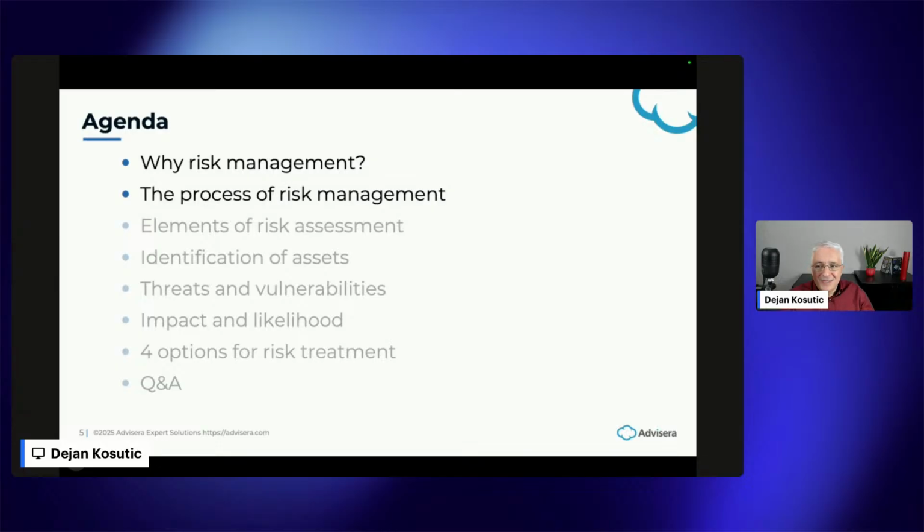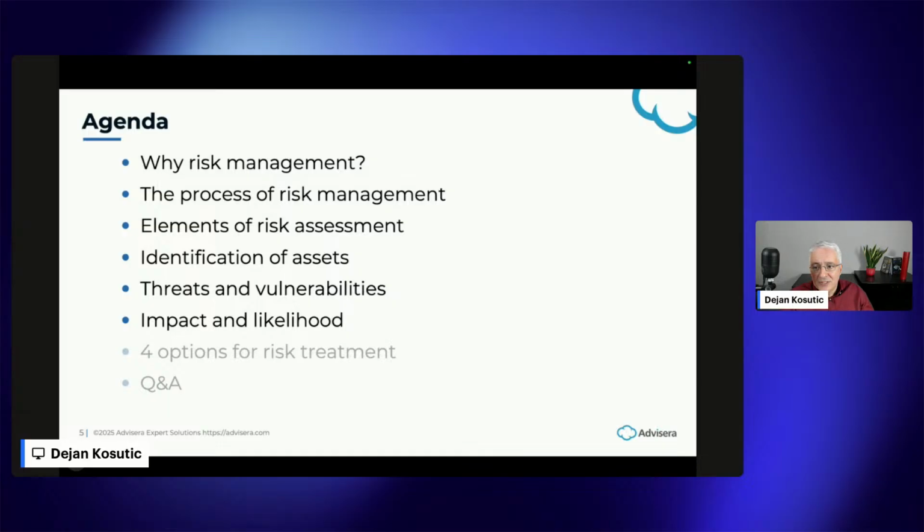Then I'll explain the process of risk management. There are 5 steps there. Then I'll show you what the elements of risk assessment are and consequently how you can write the risk assessment methodology. You will see there are 5 mandatory elements and a couple of additional elements. And then I'll take you through the steps of identifying assets, then vulnerabilities and threats, and then also assessing the impact and likelihood, so basically calculating the level of risk.